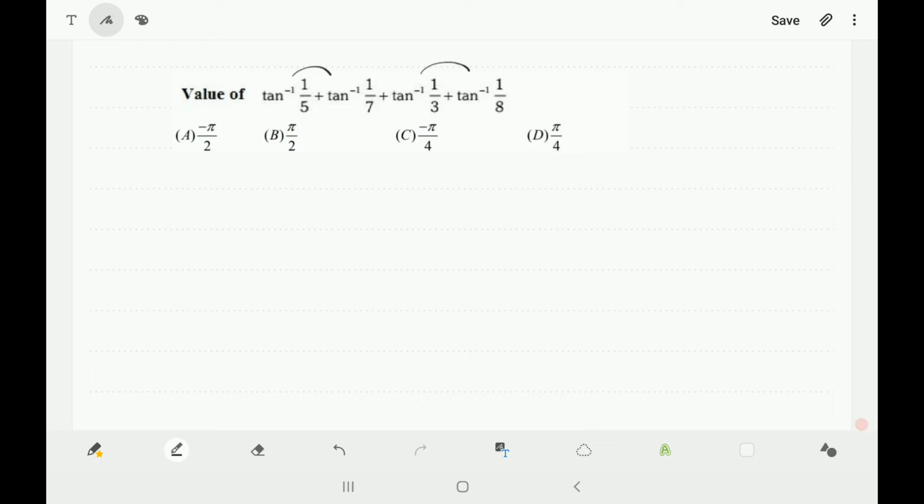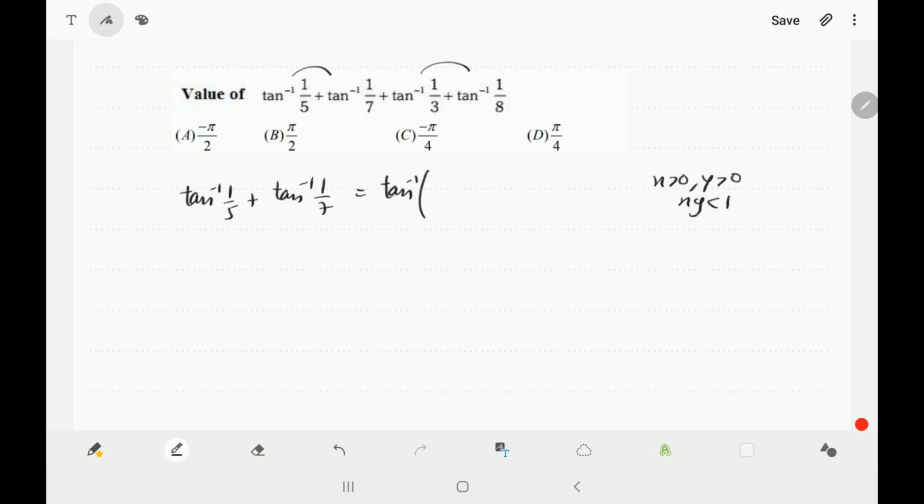You can make any pair, like you can add tan inverse 1 by 7 with tan inverse 1 by 3 also, not a problem. Let's try to solve this now. So tan inverse 1 by 5 plus tan inverse 1 by 7: because x is positive and y is positive and the product of these two terms is less than 1, we can directly apply the formula without adding pi into it.